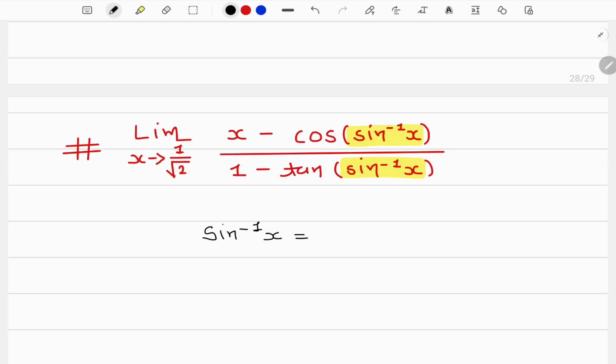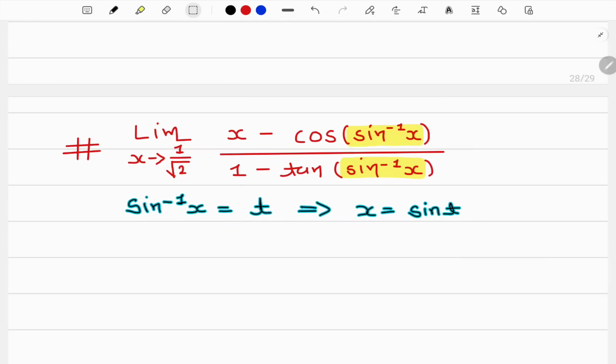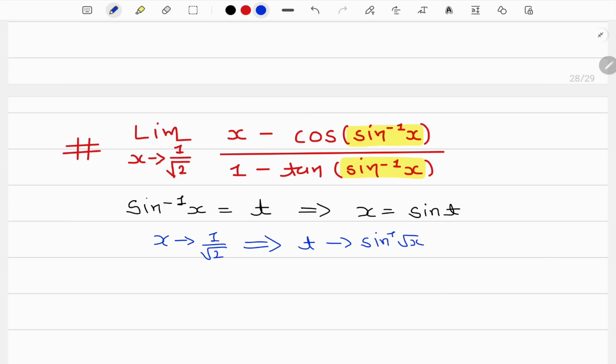x, let sin inverse x equal to t, then definitely x equal to sin t. Yes or no? x equal to sin t. So this is done: sin inverse x equal to t, then x equal to sin t. But what about the limit when x tends to 1 by root 2? Then what about t?